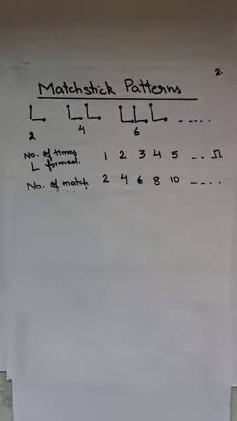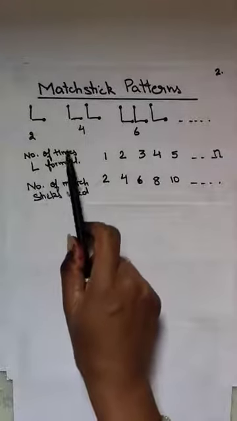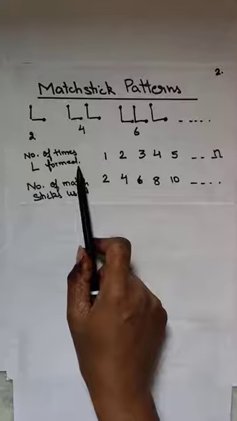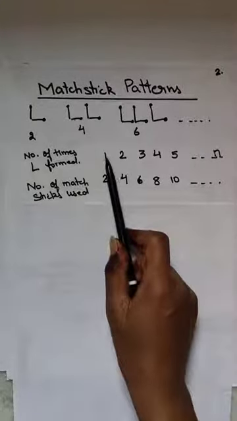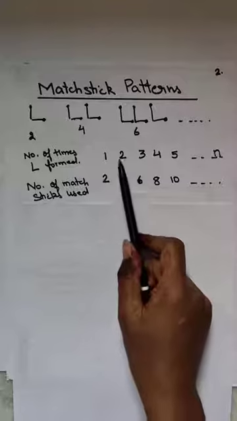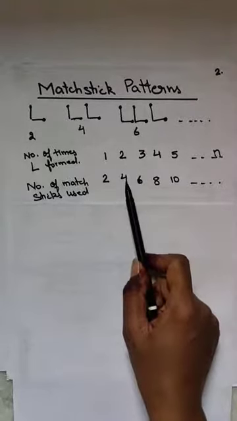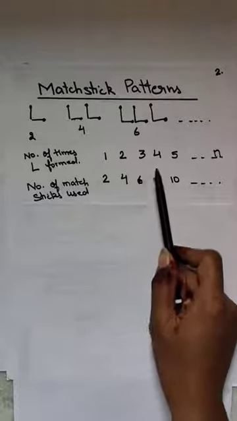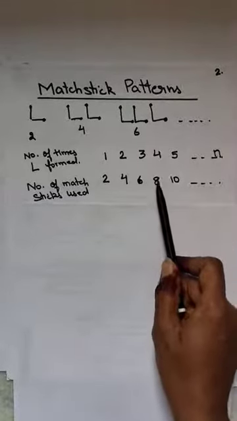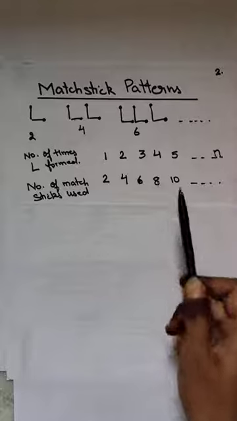Let us prepare the table now. Number of times L formed and number of matchsticks used. For 1 L, 2 matchsticks. For 2 L, 4 matchsticks. For 3 times L, 6 matchsticks. For 4 times L, 8 matchsticks, and so on.